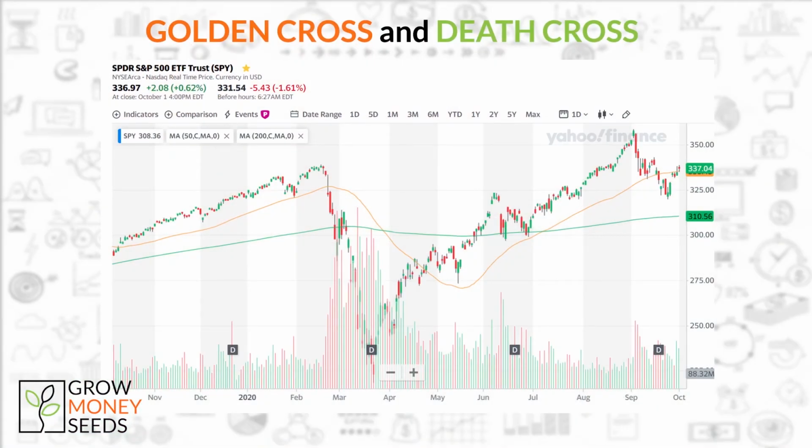A well-known combination of moving averages is the 50-day and the 200-day moving average. When the 50-day moving average crosses over the 200-day moving average, this is known as the golden cross and may indicate the market is bullish and may move higher. If the 50-day moving average crosses below the 200-day moving average, then this is known as the death cross and may indicate the market is bearish and may move lower.